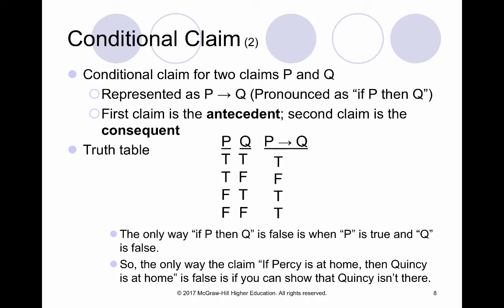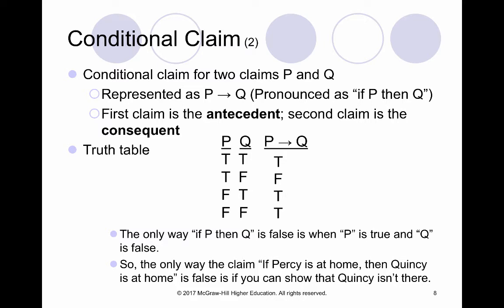Finally, conditional claims. These are made of two smaller claims that say if the first claim is true, then the other one must also be the case. The if-then is represented by a right-facing arrow and pronounced as if P, then Q. In conditional claims, the only time the entire claim is considered false is if the antecedent, the first claim, is true, but the consequent, the second claim, is false.